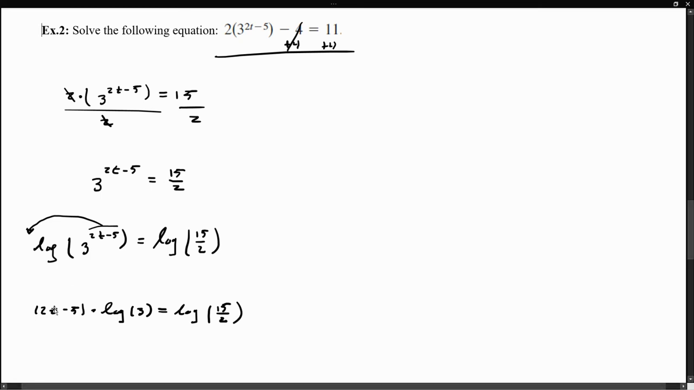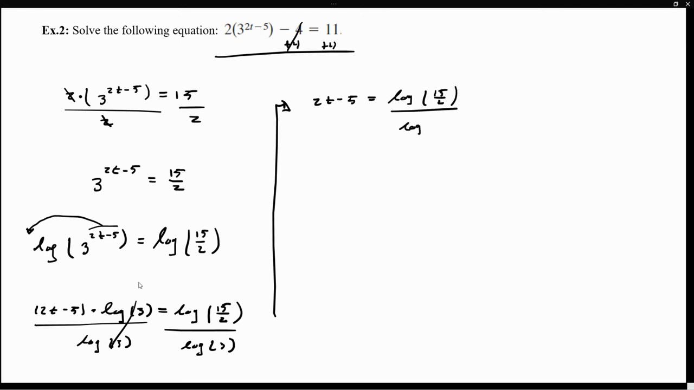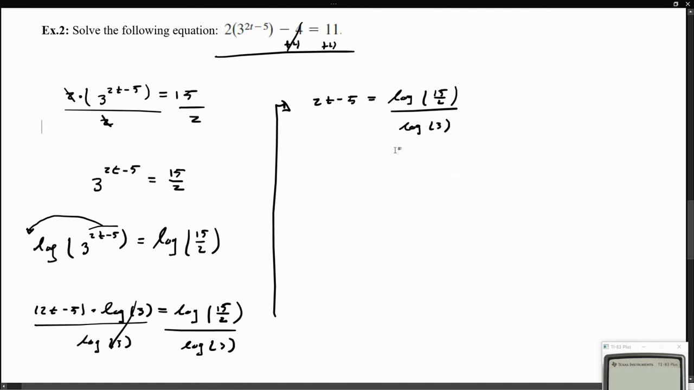My objective is still right here. So I wanted to solve for t. So let me get rid of this log of 3. Notice that it's been multiplied. So I'm just going to do the opposite, which in this case is division. So let me divide the log of 3 to both sides. So now this becomes 2t minus 5 equals the log of 15 over 2 all over the log of 3. And once you have reached this point, you have two options.